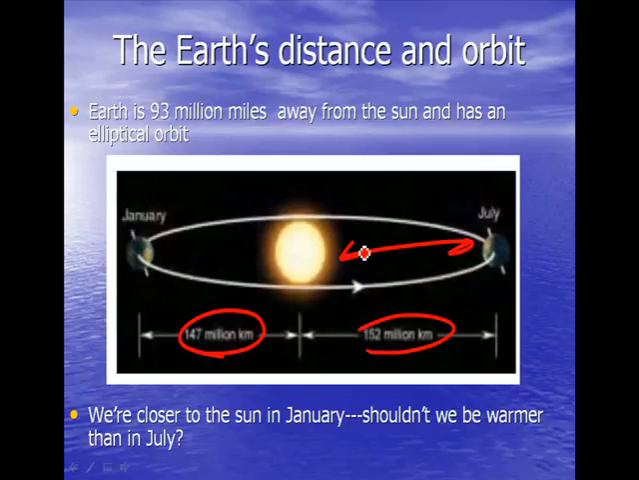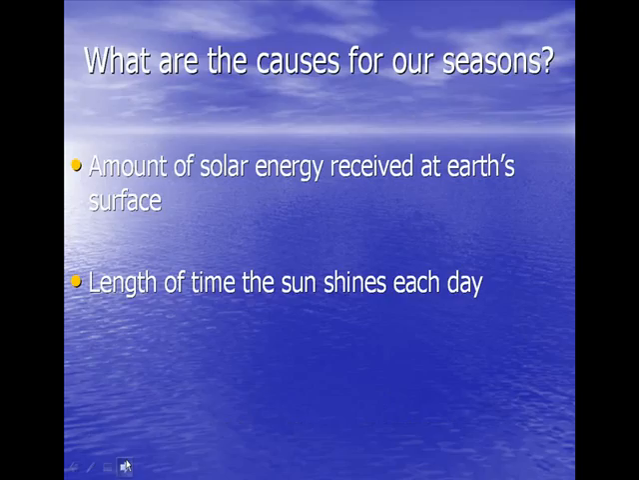So if we're closer to the sun in January than we are in July, it seems that we should be warmer, but we know from experience that isn't the reason. So really the distance from the sun doesn't play a huge difference. There's about a 7% difference in solar energy received, but not enough to make a difference in terms of temperature.